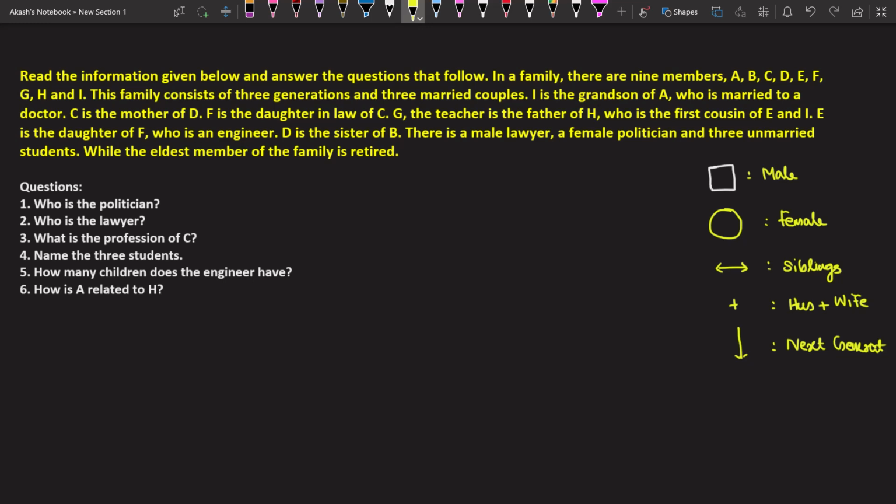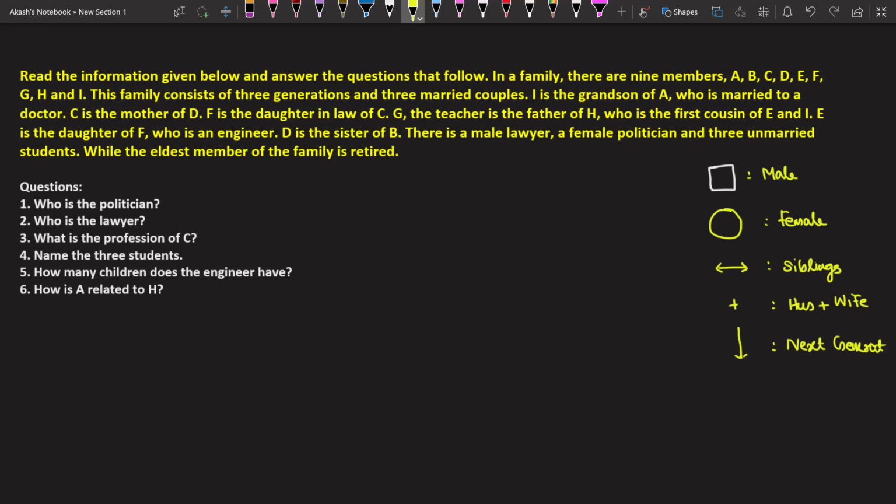So we can see the question. Read the information given below and answer the questions that follow. In a family, there are 9 members, A, B, C, D, E, F, G, H, I. That means all belong to one single family. This family consists of 3 generations, that means the first generation, second generation, and the third generation. And we have three married couples.